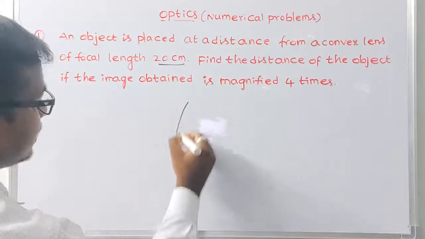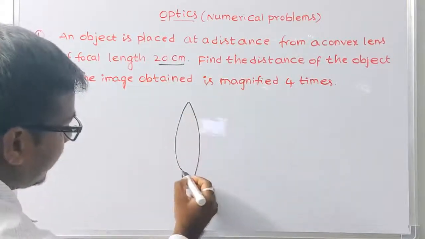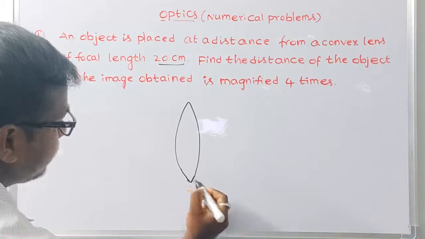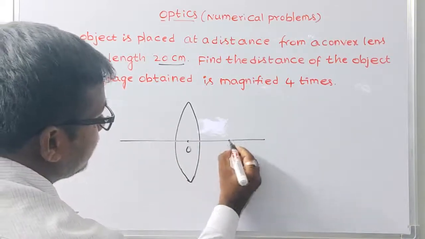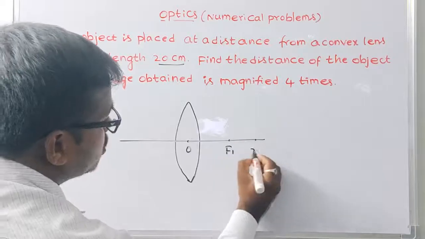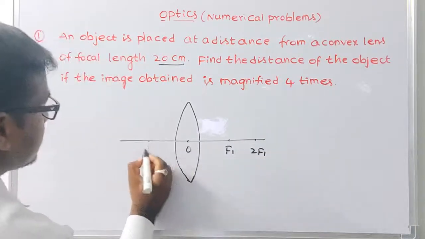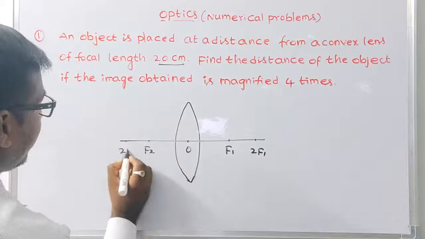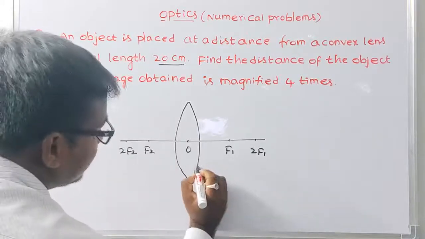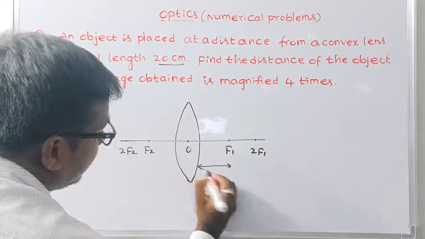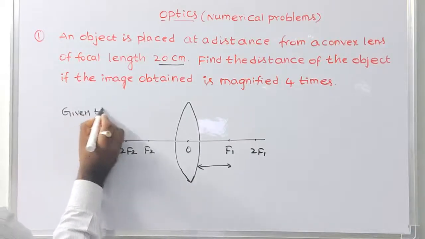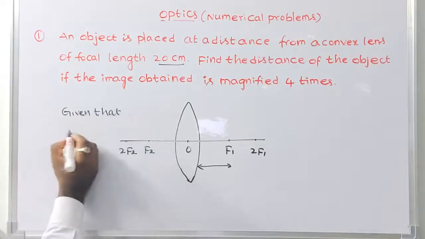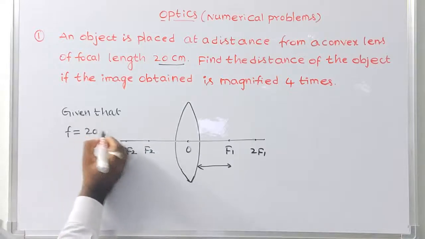Okay, the focal length in the case of a convex lens is always positive. Okay, this is the optic center, the focus f1, and this is the f2 and 2f2. For the convex lens, the focal length is always positive. Given that f is equal to 20 centimeter.